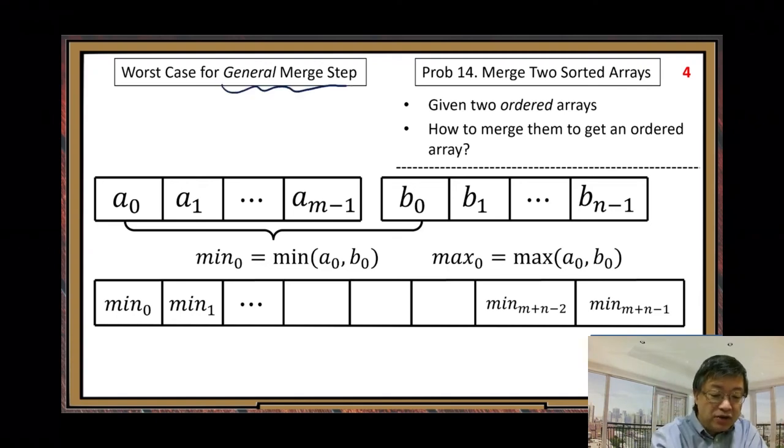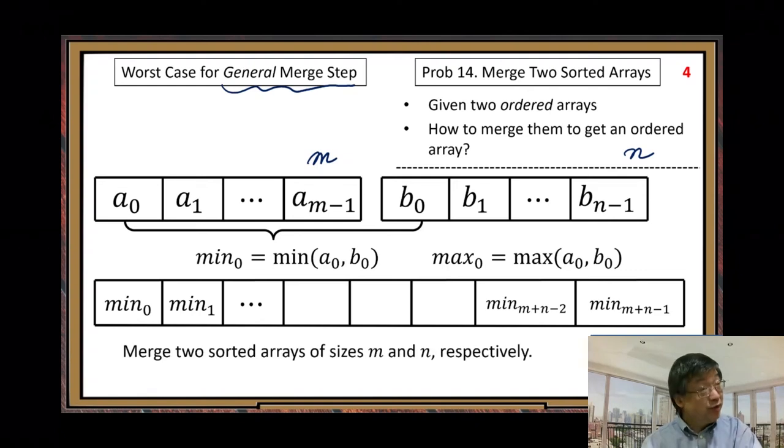Then, after we get the answer, we want to look at the general merge step, so we can extend our result to the general case. So what is the general case? The A subarray and B subarray may not have the same size. The first one has m elements, the second one has n elements. The size is different, m elements and n elements. In this situation, what should be the answer for the worst case?